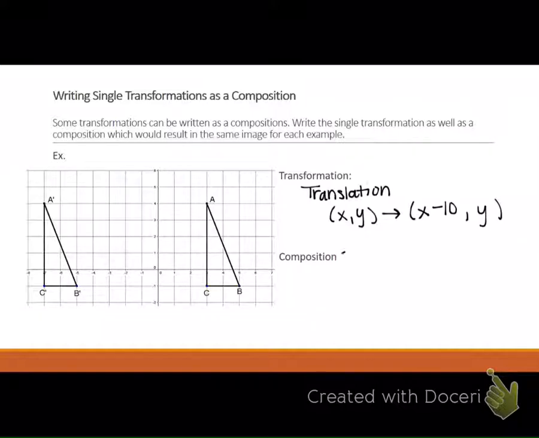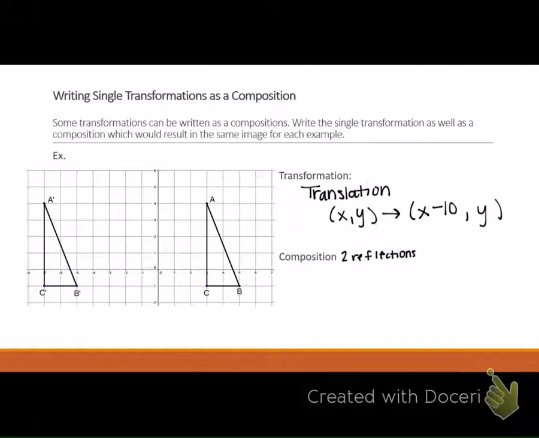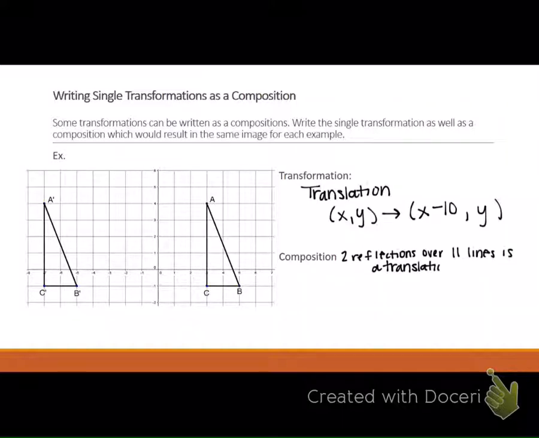So 2 reflections over parallel lines is a translation. So which lines would we use to do a double reflection? Which line would you use to double reflect it? Would it be an X equals or a Y equals? Y. If you do a Y equals, it goes this way. You want to do X equals -1 first? So the first one is we're going to reflect over X equals -1 and plot those points.